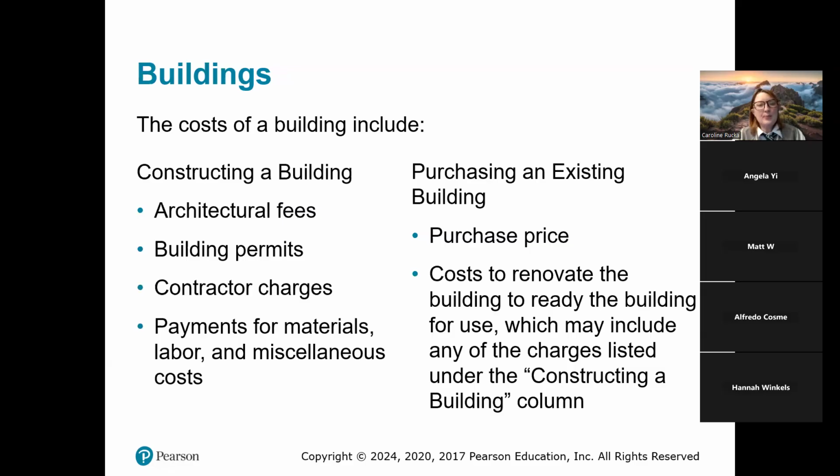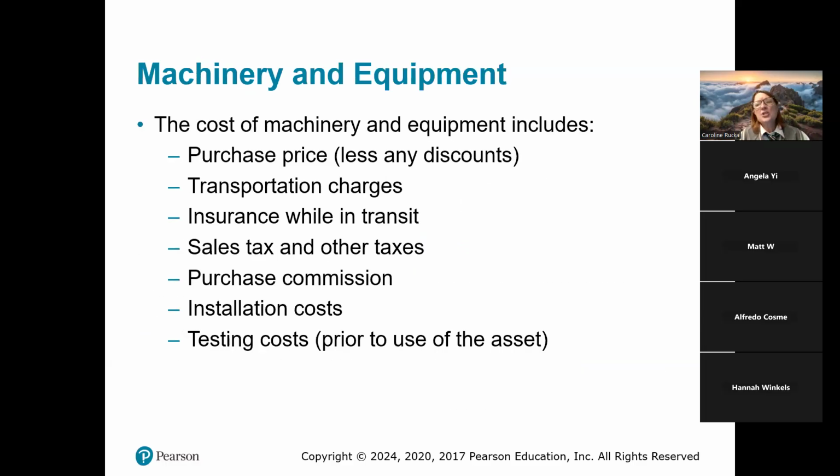The cost of a building is going to include the construction on that building if you don't just purchase an already made building. The architectural fees, the building permits, the contractor charges, the payments for all those materials. If you purchase an existing building, it's going to be the purchase price and any cost to renovate that building to make it ready for use. Additionally, any brokerage fees or realtor fees or anything like that associated with it, all of that will go into the cost of the building.